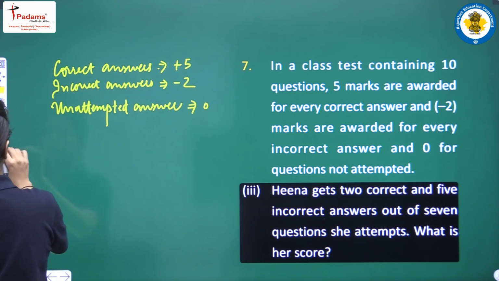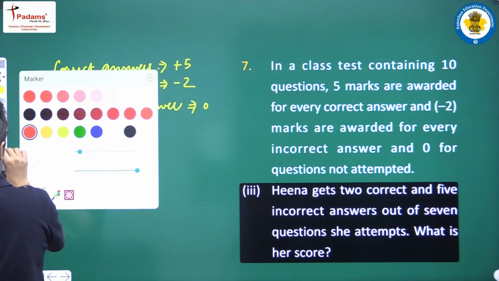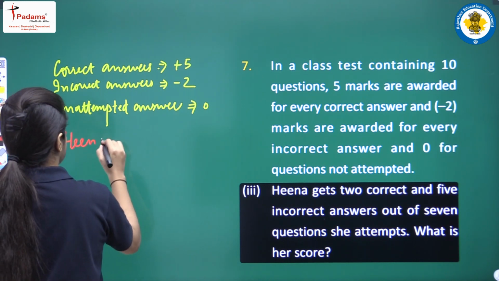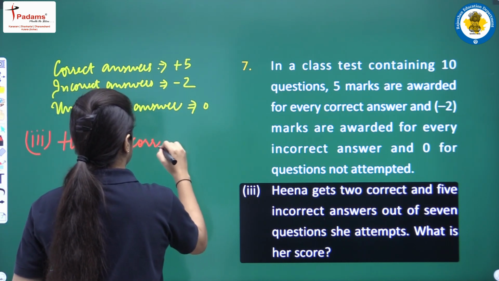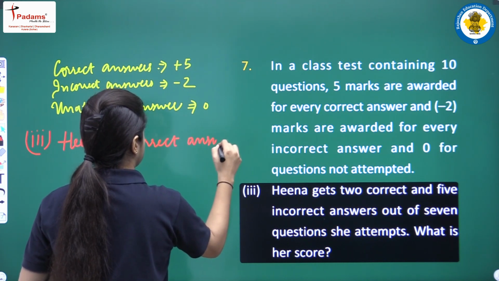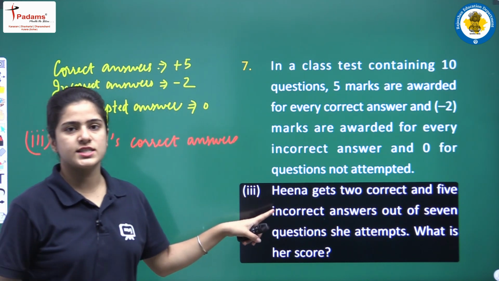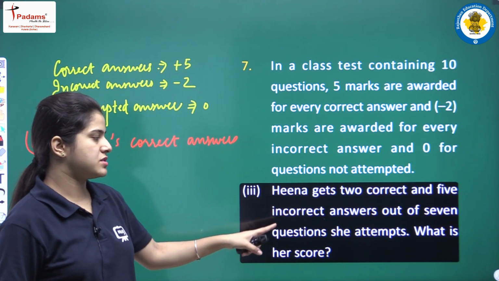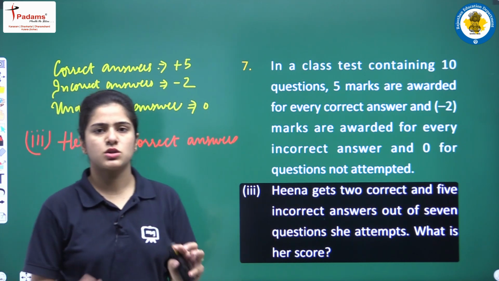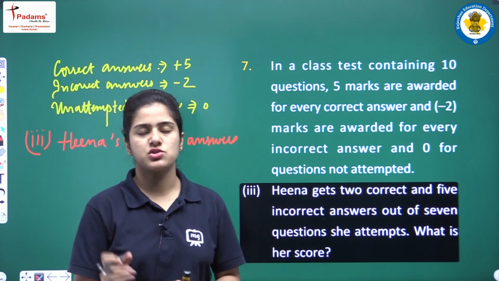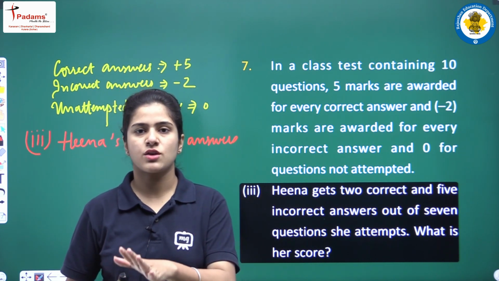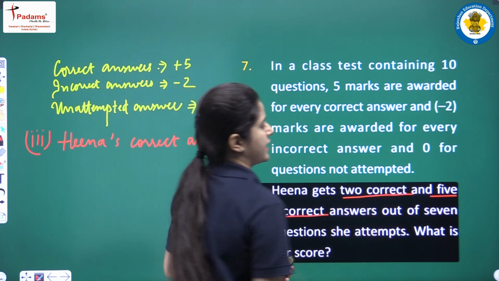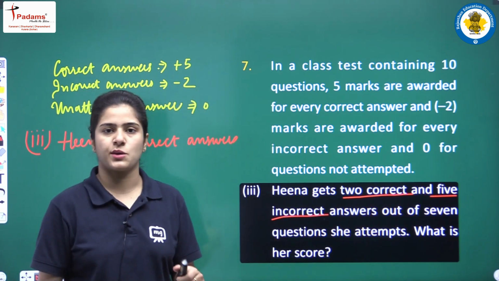Now Hina, talking about Hina, Hina's correct answers. It is just said Hina gets 2 correct and 5 incorrect answers out of 7 questions she attempts. What is her final score? So basically she is attempting just 7 questions, 2 are correct and the rest of the 5 are incorrect. It is given over here, 2 correct and 5 incorrect. Alright students, so we have to find the final score of Hina.